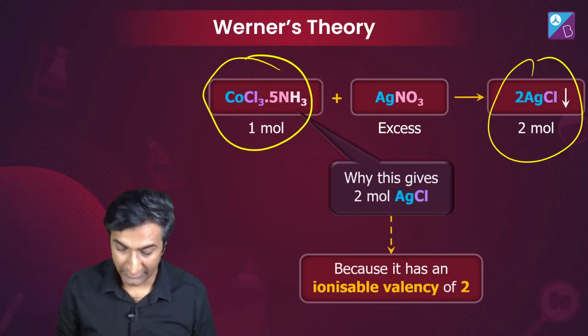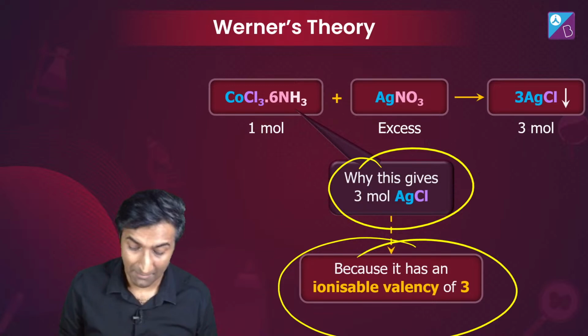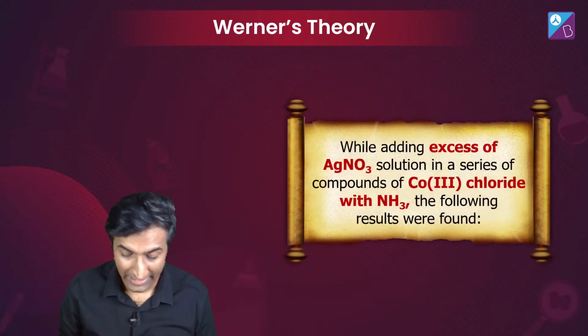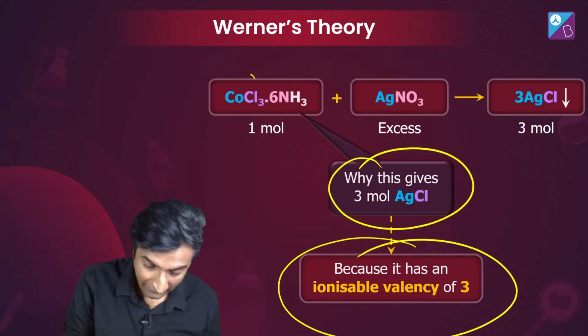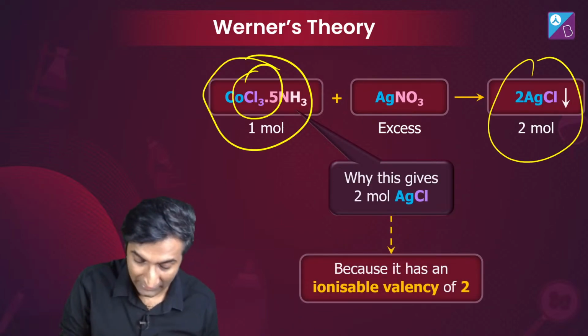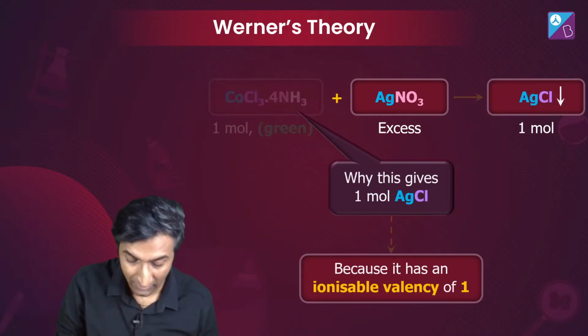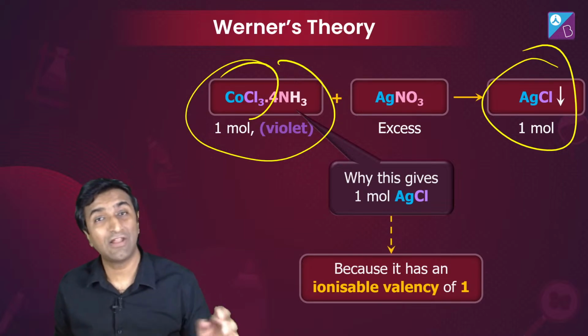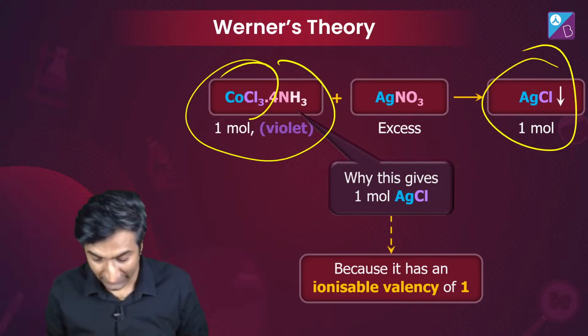ओके, बिकॉज इन ऑल ऑफ दीज, going back a little bit, look at this. The compounds all have the same number of chlorine atoms. That's what I want you to notice. Okay, इसमें है 3 chlorine atom, इसमें है 3 chlorine atom, इसमें भी है 3 chlorine atom, इसमें भी है 3 chlorine atom. But all of them give different amounts of AgCl.